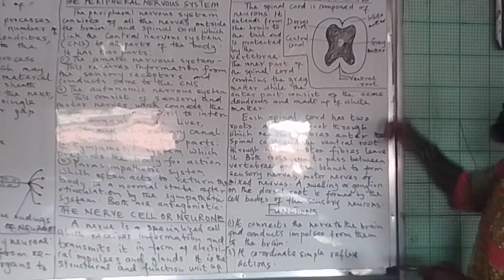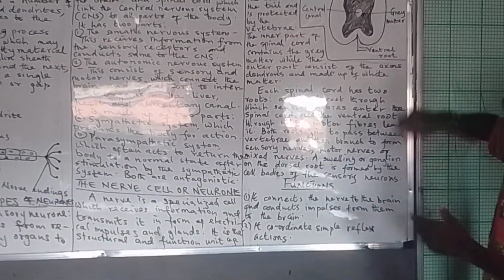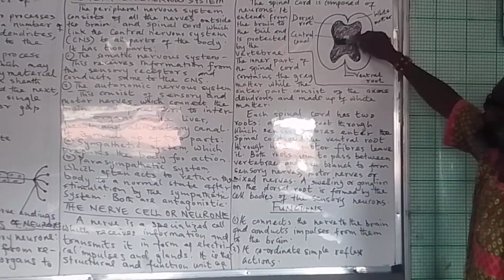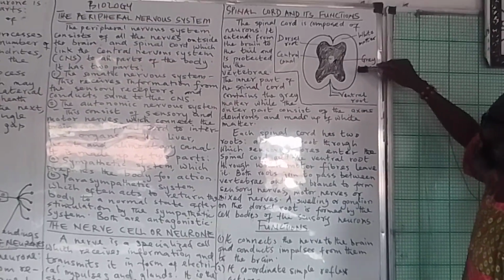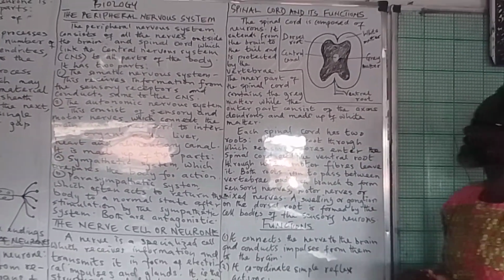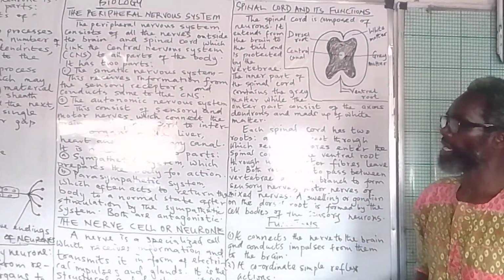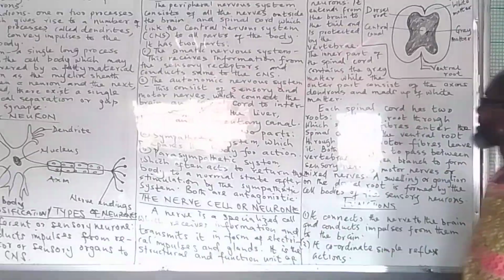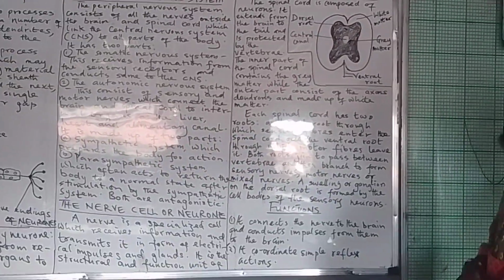So the inner part of the spinal cord is gray matter. You see it, this is the gray matter, while the outer part consists of axons and dendrons, and they are made up of the white matter. As we are going to look at that in a neuron, we have the dendrons and the axons.